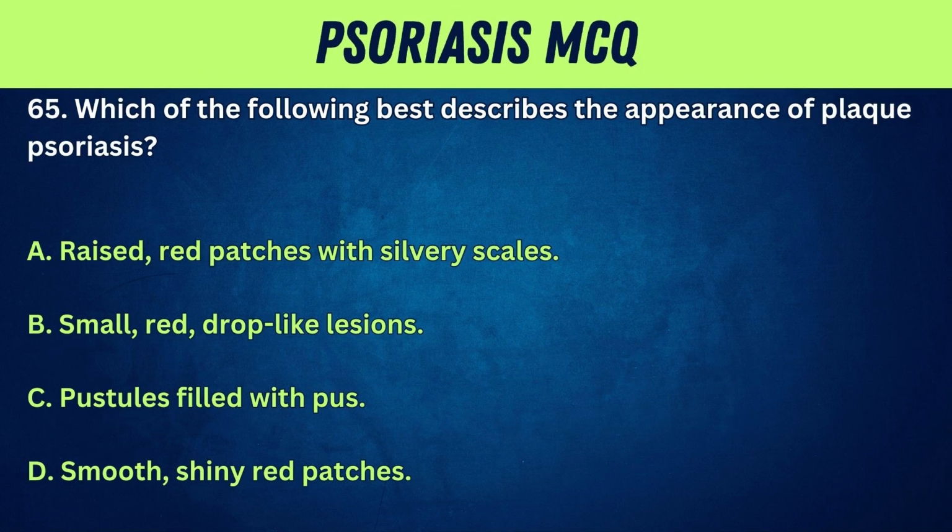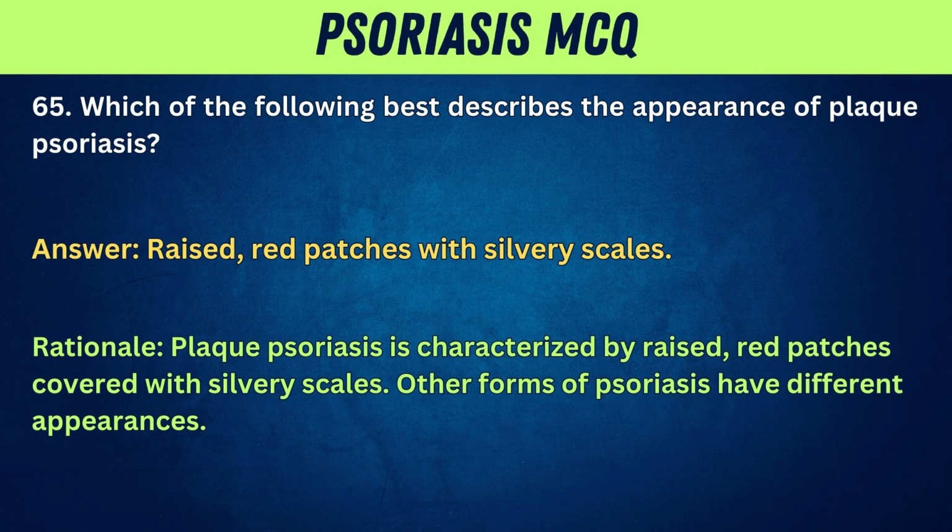65. Which of the following best describes the appearance of plaque psoriasis? A. Raised, red patches with silvery scales. B. Small, red, drop-like lesions. C. Pustules filled with pus. D. Smooth, shiny red patches. Answer: raised, red patches with silvery scales.